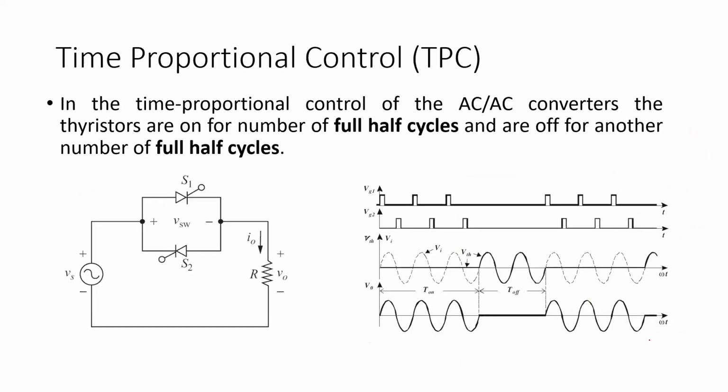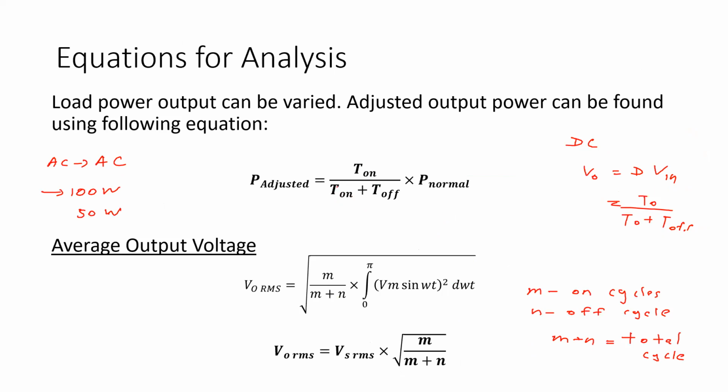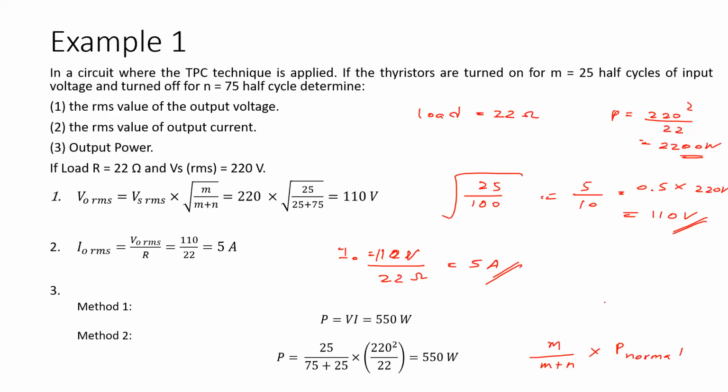Earlier we had T on over T on plus T off. T on is M into cycle time. The denominator will be N into cycle time plus M into cycle time. M is the number of half cycles. In here the cycle time is T over 2 because it is a half cycle. M is the number of half cycles we have the circuit on, so the half cycle time is T over 2.